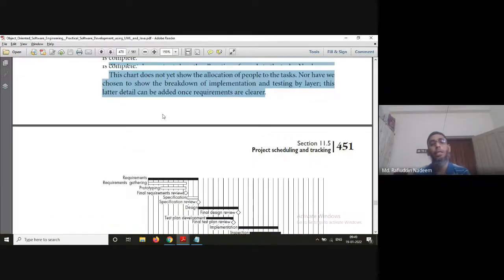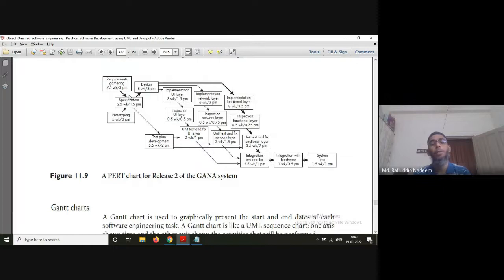But in the PERT chart, it is shown how many people are required per month, or you can say per week, and how much time it is going to take. But it is not specifying when it is going to start and when it is going to end. Of course, in PERT charts also, you can specify the starting date and ending date, the total time, and the total effort which is required to complete the task. We can show it here.